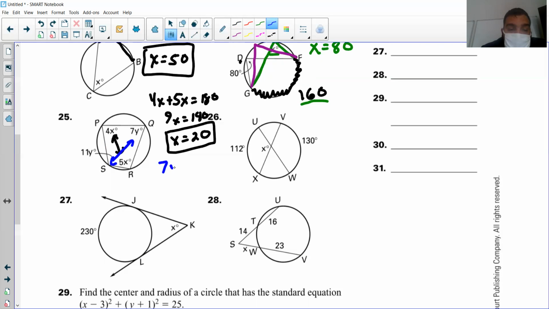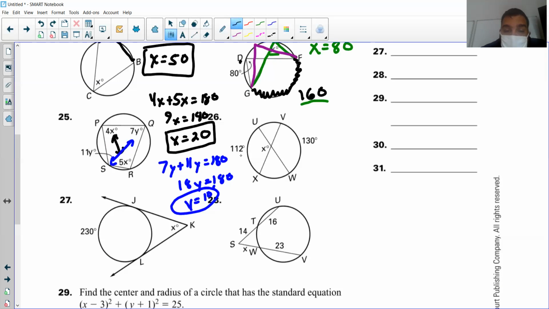Next one, 7y plus 11y equals 180. 18y equals 180. Y equals 10. So x equals 20, y equals 10 in this one. Okay, this one. So remember, on the quadrilateral, opposite corners are supplementary. That's true when they're in the circle.